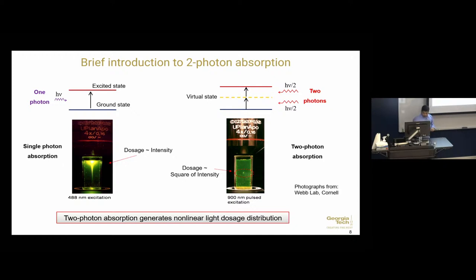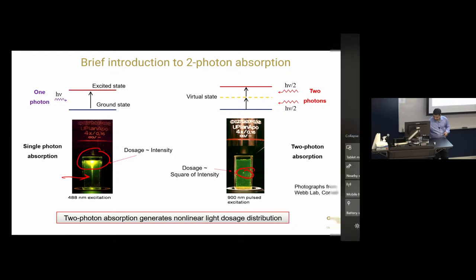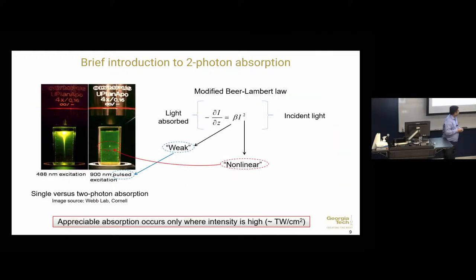In single photon absorption, most of the light is absorbed where light hits the material first. But the focus is downstream, so the focus is right here, but most of the absorption happens at the top. Whereas in two-photon absorption, most of the absorption happens here at the focus of the light spot, where the intensity is high enough, because the dosage or the absorption depends on the square of intensity and the intensity is high only there. Now mathematically, if you look at the scaling of absorption, two-photon absorption is proportional to I squared, so it's a nonlinear process, intensity squared, and second, it's a very, very weak process.